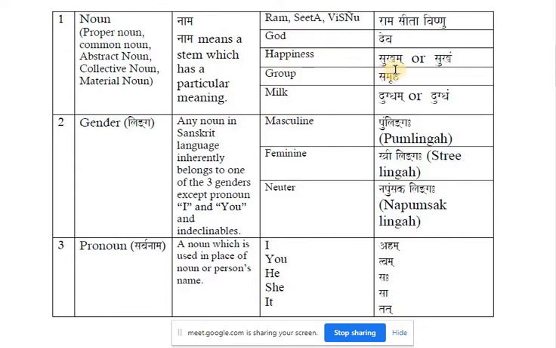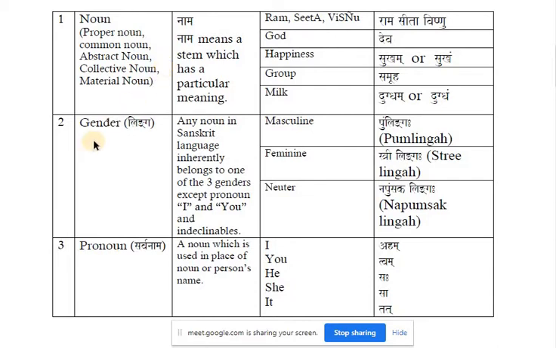Happiness is Sukham. Here we have halanta ma, here we have a dot. The reason behind this I will explain later. Group is called Samuha in Sanskrit. Milk is called Dugdham, like this. Now these are categorized into different types of nouns, different types of names, right?